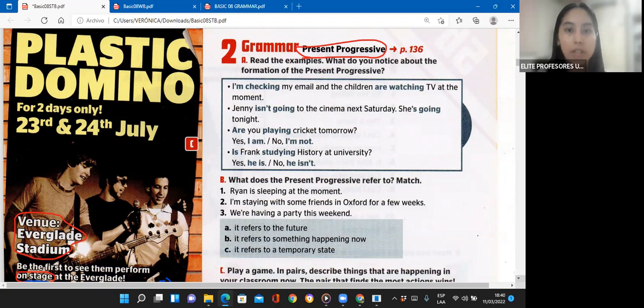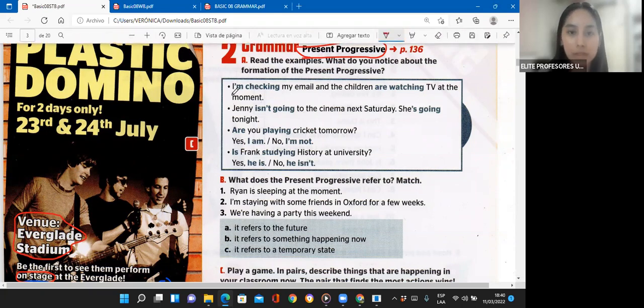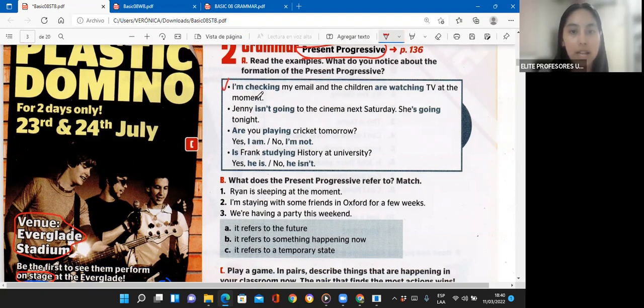What do you notice about the formation of the present progressive? We have the first point. It says, I'm checking my email and the children are watching TV at the moment. The next one. Jenny isn't going to the cinema next Saturday. She's going tonight. Are you playing cricket tomorrow? Yes, I am. No, I'm not. Is Frank studying history at university? Yes, he is. No, he isn't. This is for positive and this is for negative, of course. Okay. That's very obvious.